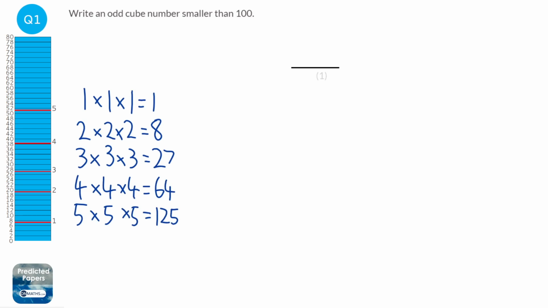This question has asked us to find an odd cube number that is smaller than 100. So it has to be odd, which gets rid of the 8 and the 64. And it has to be smaller than 100, so that gets rid of the 125. So I can either write down 1 as a fine answer, or 27. I'm going to go for 1.